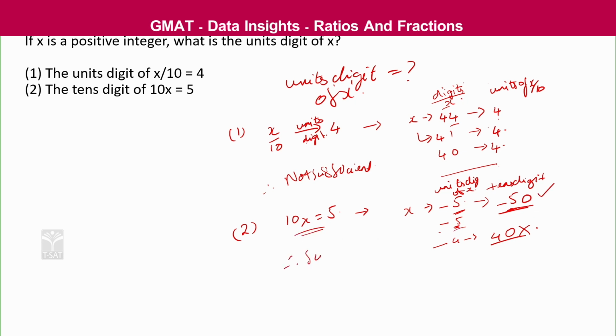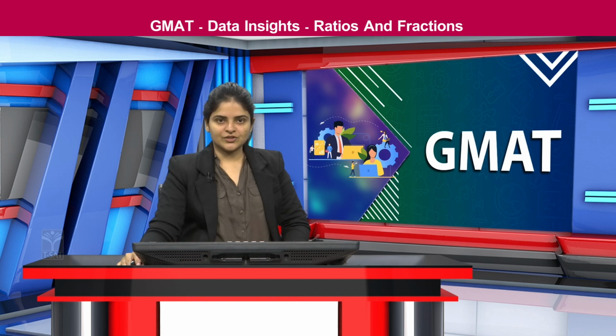So, this information is clearly sufficient to answer the question. Therefore, when statement 1 alone is not sufficient to answer the question and statement 2 alone is sufficient to answer the question, the answer option becomes B. Let us see the next question now.